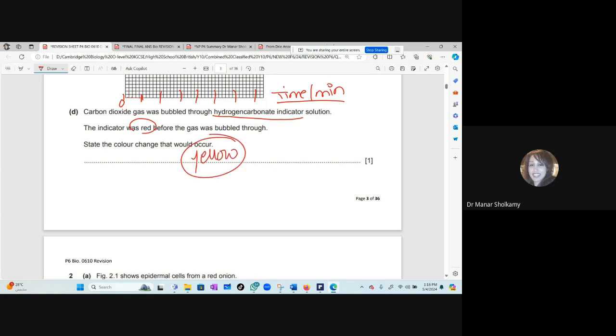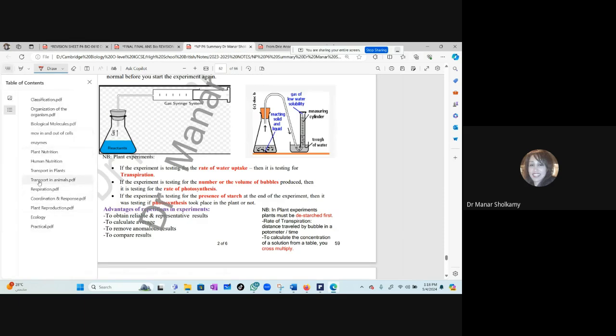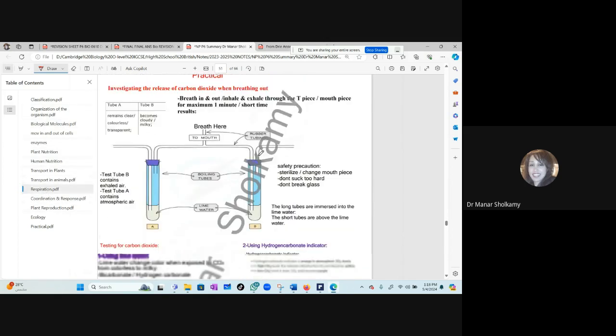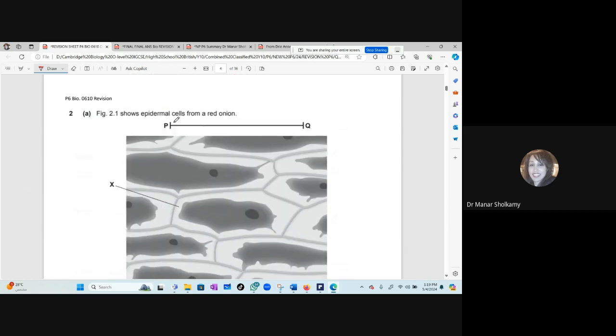So the hydrogen carbonate indicator, again, we have it here somewhere. I think in the lesson respiration, in the paper 6 summary I sent you. Okay, where is it? Here. Good. So it is orange in normal CO2 levels, yellow in high CO2 levels, and purple in low CO2 levels. Please memorize the colors. Don't tell me I did not tell you. Good. Fine. Now drawing.